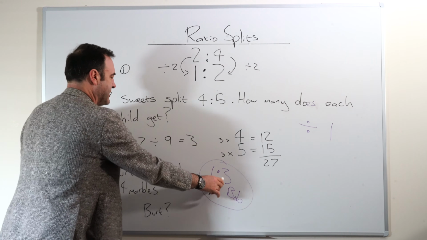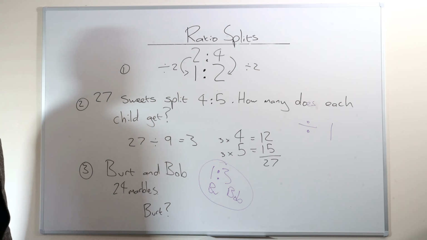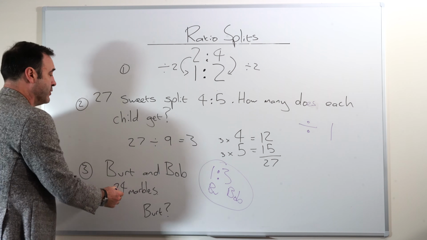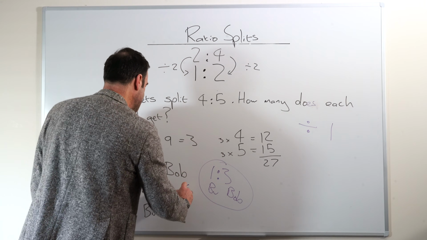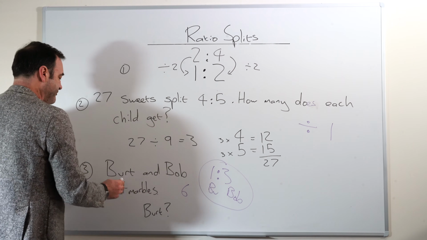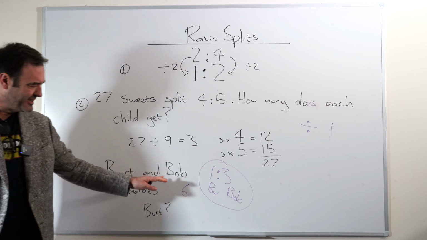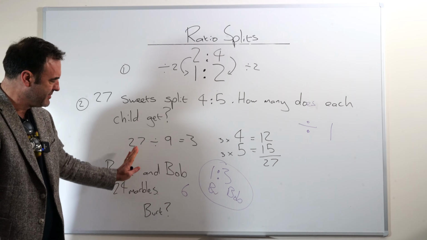How many parts are there? There are 4 parts. How do we find what one part is equivalent to in marbles? Divide to find the value of 1. 24 divided by 4 is 6 marbles. How many does Bert get? Well, he's the 1 part. He gets 6 marbles.